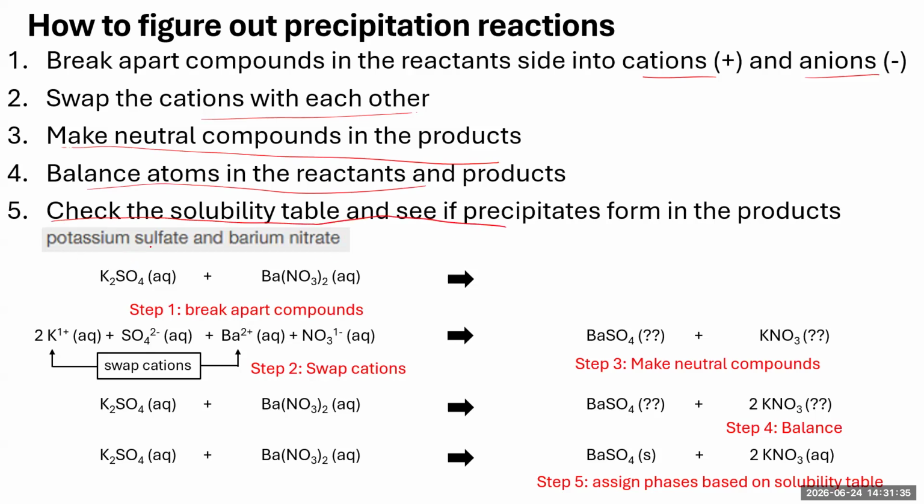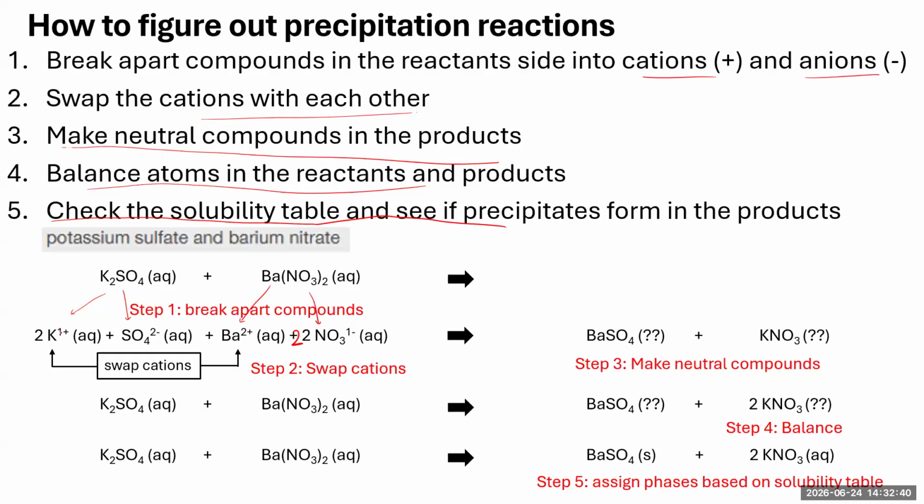All right. Potassium sulfate and barium nitrate. I knew that because of the charges. Step 1, you want to break those apart. So we broke those apart, potassium and sulfate, barium and nitrate. Right? And I forgot a 2 here. Let me just fix that real quick. All right, we fixed that. So we need to make sure it was balanced, right?